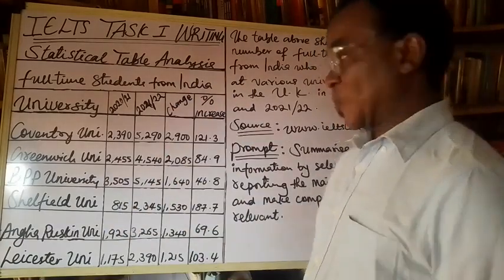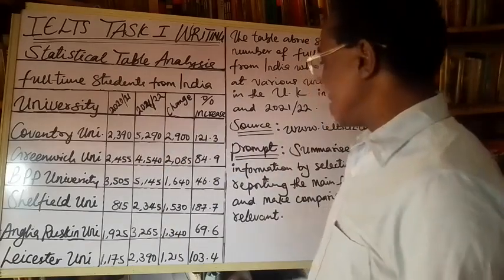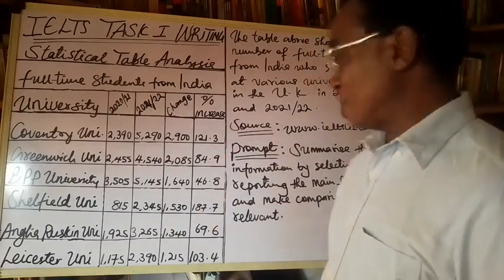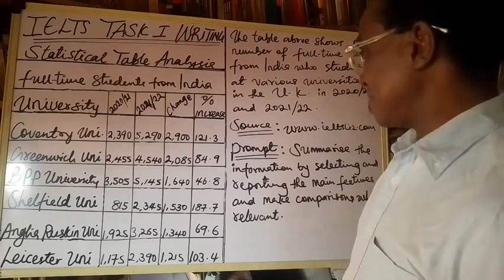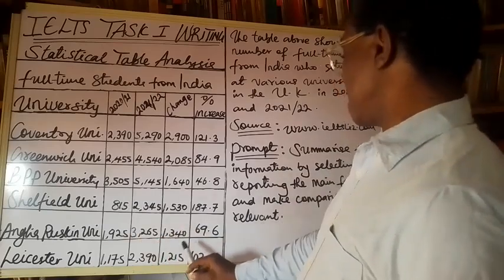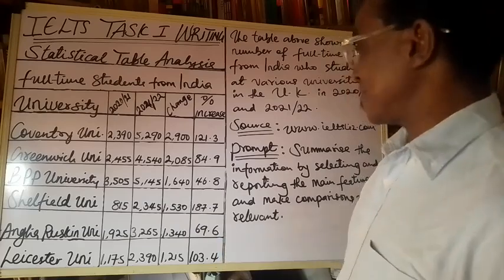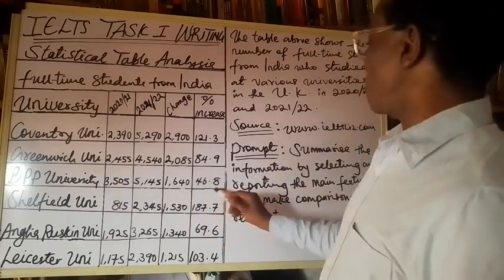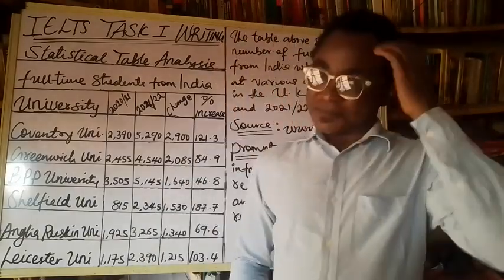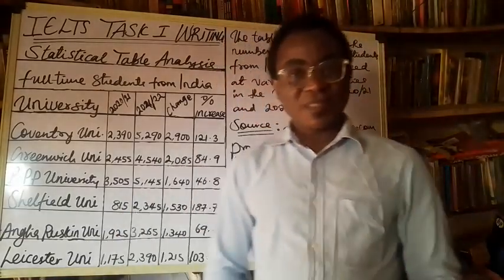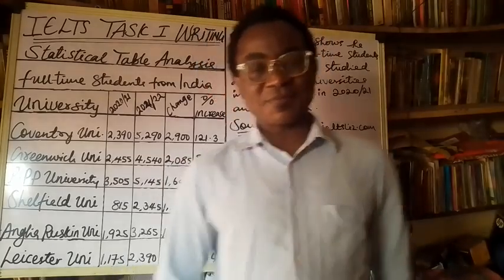Besides these three, the percentage increase in the other universities were all below 100%. That is Greenwich University, 84.9, and Anglia-Ruskin University, 69.6, and BPP University, 46.8. Now that we have taken a close look at this, it is time to put our analysis in writing.